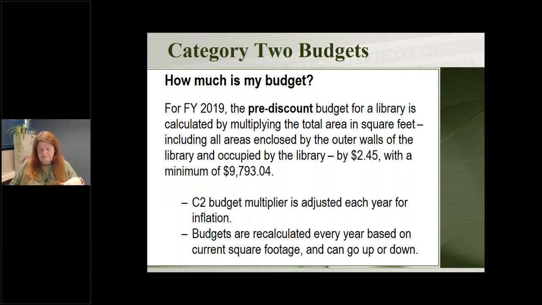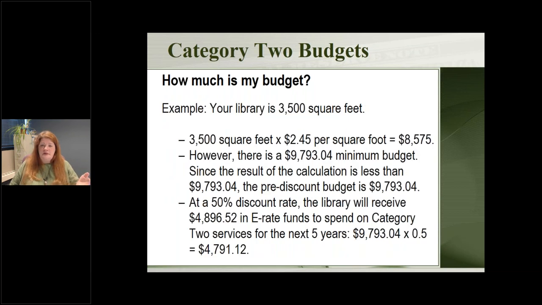So for an actual real life example, this is what helped me figure out what does this all mean? How does this work? Your library is 3,500 square feet large. 3,500 times $2.45 is 8,575. But there is a minimum, the $9,793.04. So since that is less than the actual calculation, your budget is actually the 9,793 number.